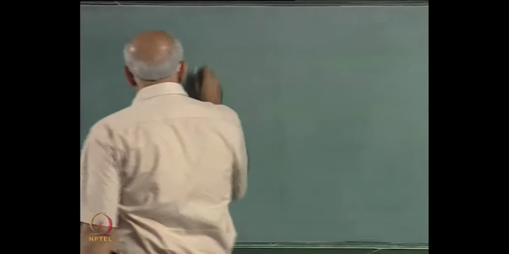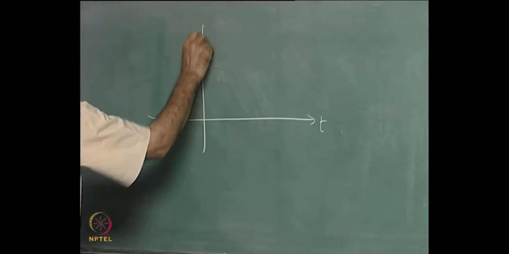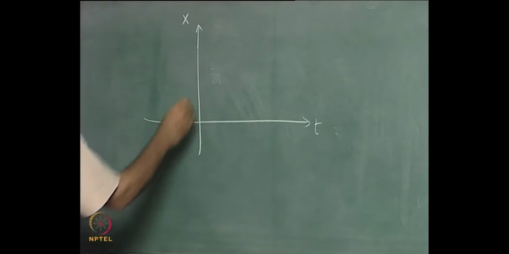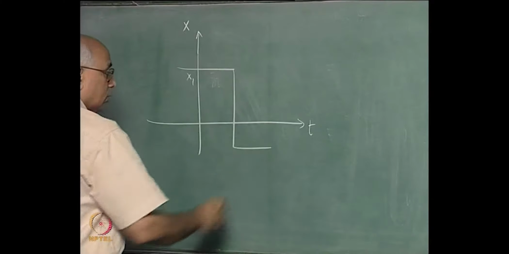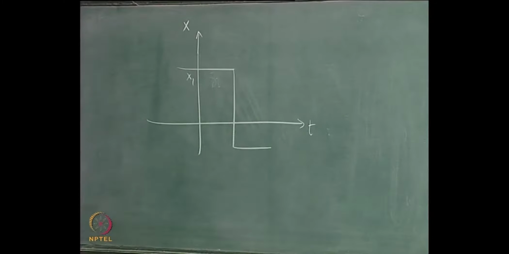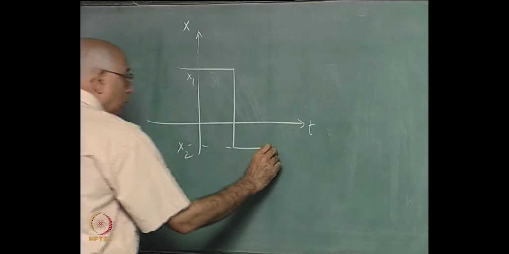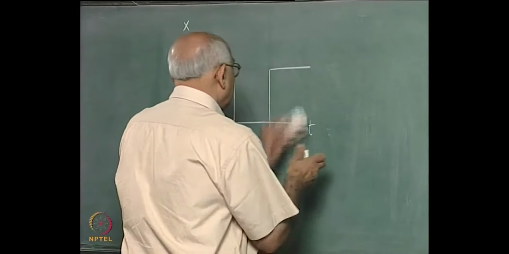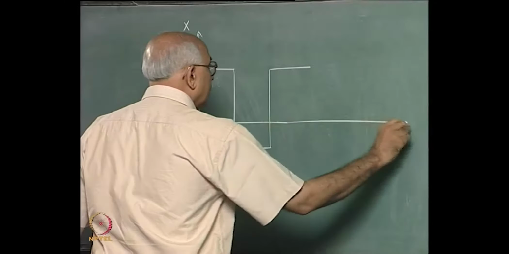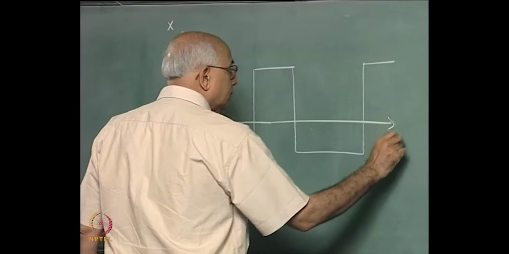So let us say there are two values x1 and x2. As a function of t I have the variable x, and suppose this is the value x1 and this is the value x2; just for illustration's sake let me take it to be negative, it does not matter. So this is the value x2, it continues for a while and then flips back to x1, goes on for a random instant of time, back to x2 for a random instant of time, and so on.